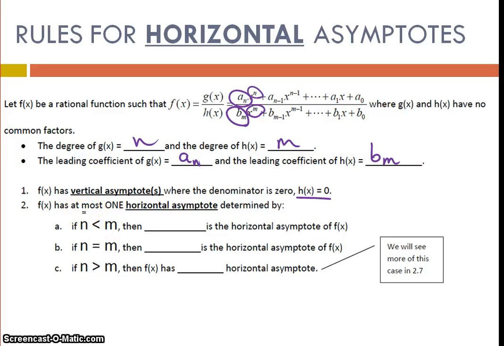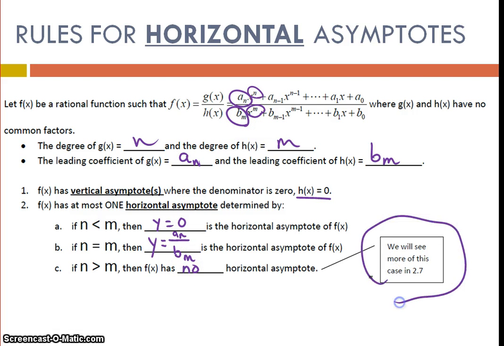Horizontal asymptotes. f of x has at most one horizontal asymptote, and we're going to compare the degrees of the top and the bottom. If the degree of the top is less than the degree of the bottom, then y equals 0 is a horizontal asymptote. If the degrees are the same, then you take the ratio of the leading coefficients, a sub n over b sub m, and that is your horizontal asymptote. If the degree of the top is bigger than the degree of the bottom, then there are no horizontal asymptotes.